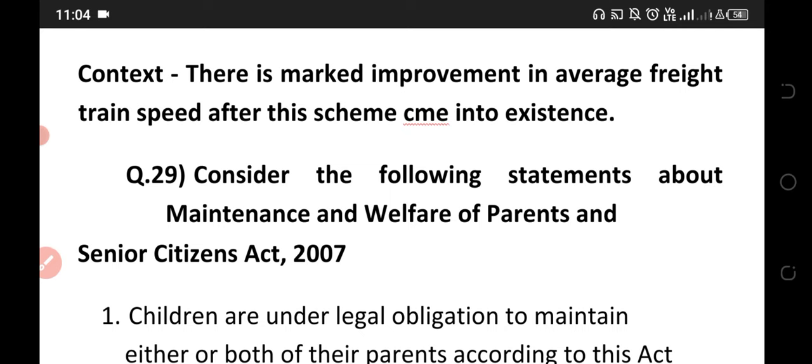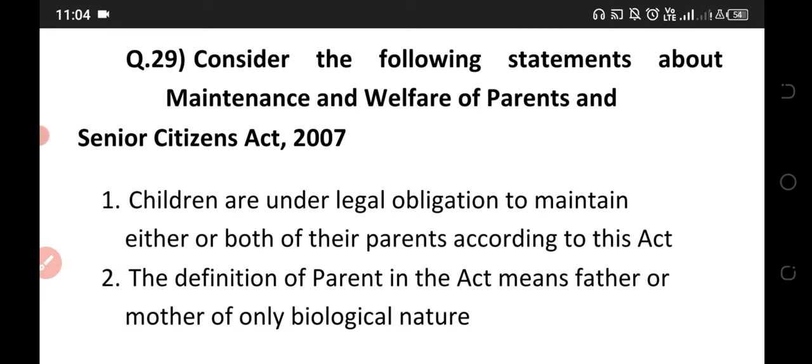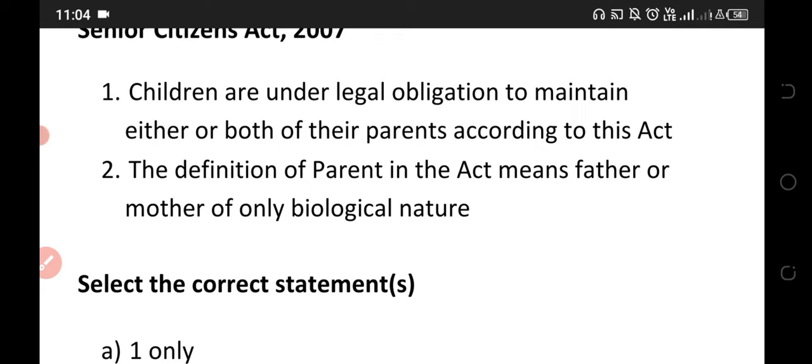Consider the following statements about the Maintenance and Welfare of Parents and Senior Citizens Act 2007. Children are under legal obligation to maintain either or both of their parents according to this act. The definition of parents in this act means father or mother of only biological nature. Only biological nature? No. Only A is right.